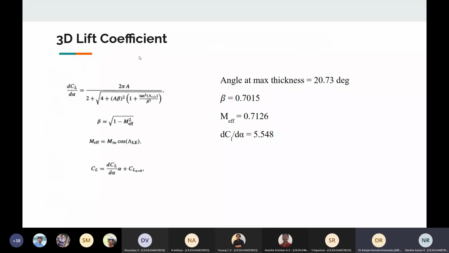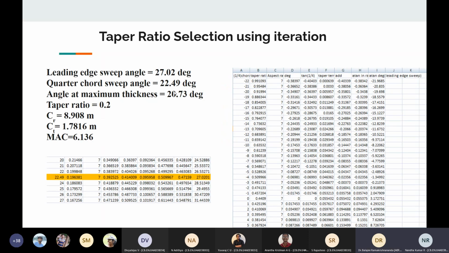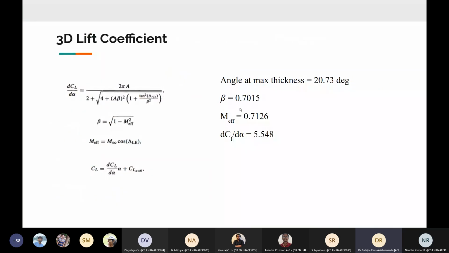Then the 3D lift coefficient was calculated from this formula. Angle at maximum thickness, as I mentioned before. Again, we have the 2D data for the airfoil. So take the slope instead of 2 pi. We didn't take 2 pi, sir. We took the slope from the data. What is that value? Sir, 5.5548, sir.